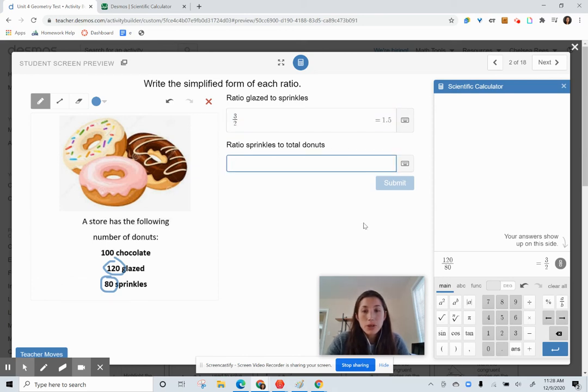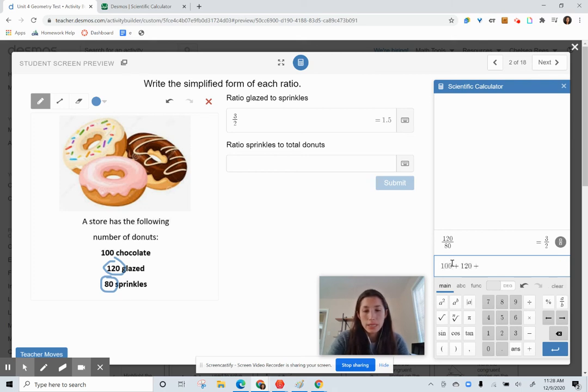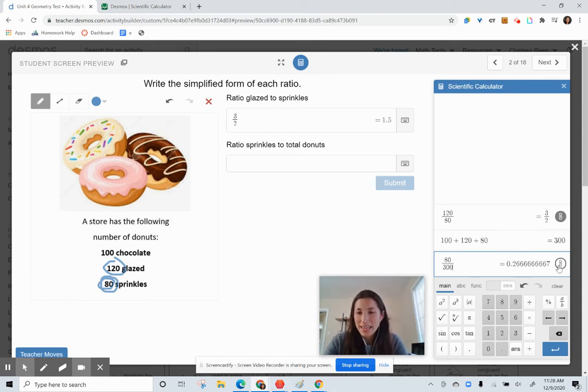And then sprinkles to total donuts. Well, we would need to figure out the total number of donuts. So we'd add our 100, 120, and 80. We have 300 total donuts, and we are comparing sprinkles to total. So sprinkles is 80, and that would be 80 to the total, which is 300. And in fraction form, that would be 4/15.